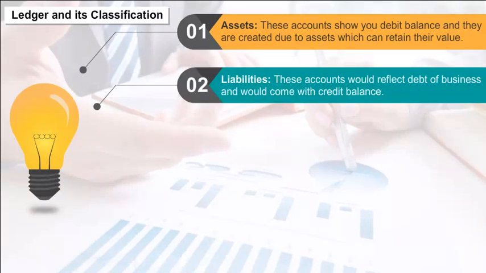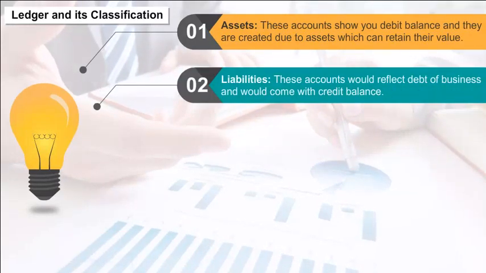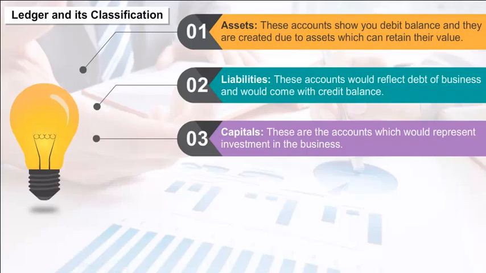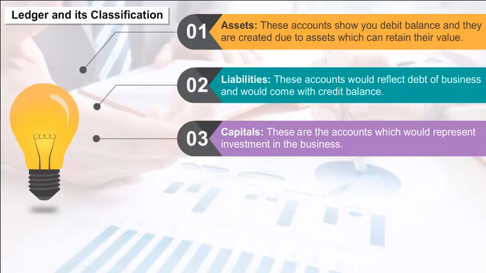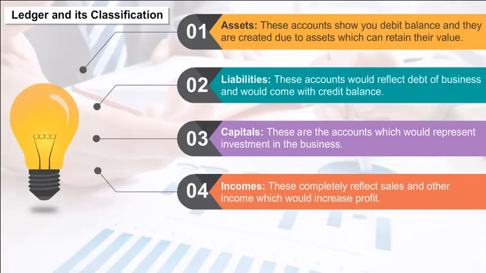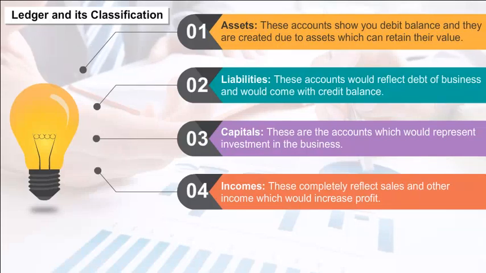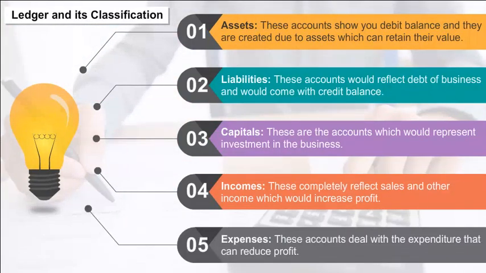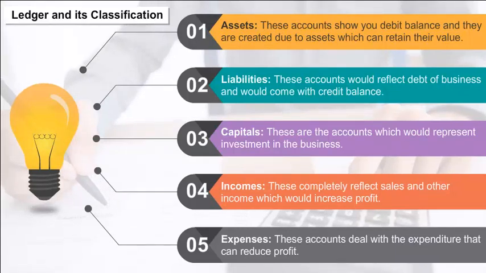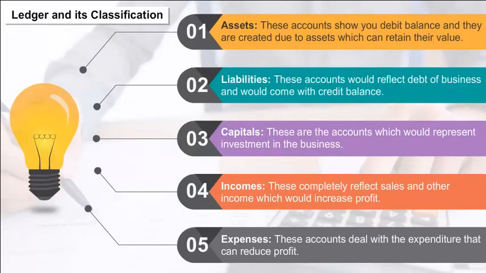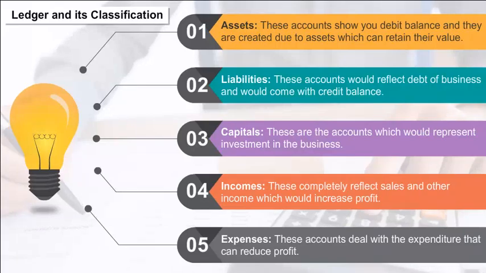2. Liabilities. These accounts reflect the debts of the business and come with a credit balance. 3. Capitals. These are the accounts which represent investment in the business. 4. Incomes. These reflect sales and other income which would increase profit. They show a credit balance and are credited to the profit and loss account. 5. Expenses. These accounts deal with expenditure that can reduce profit. They show a debit balance and are debited to the profit and loss account.